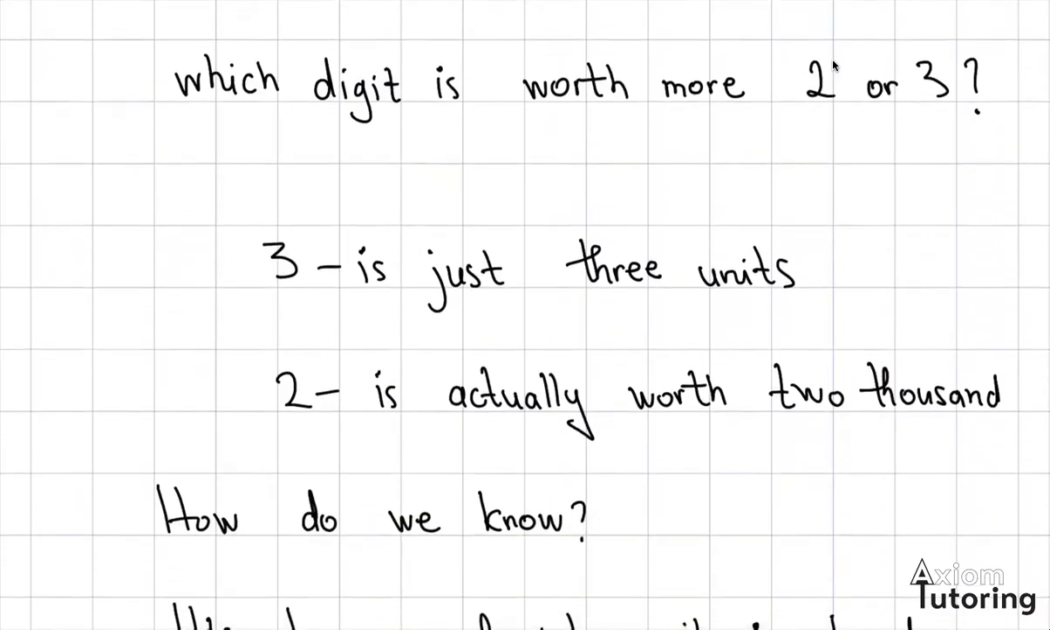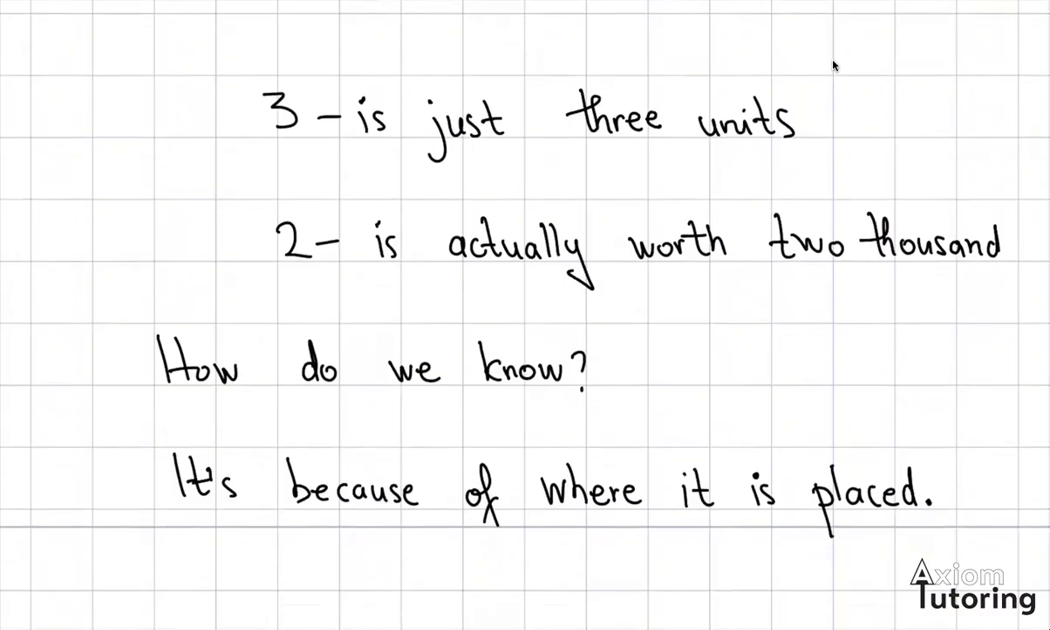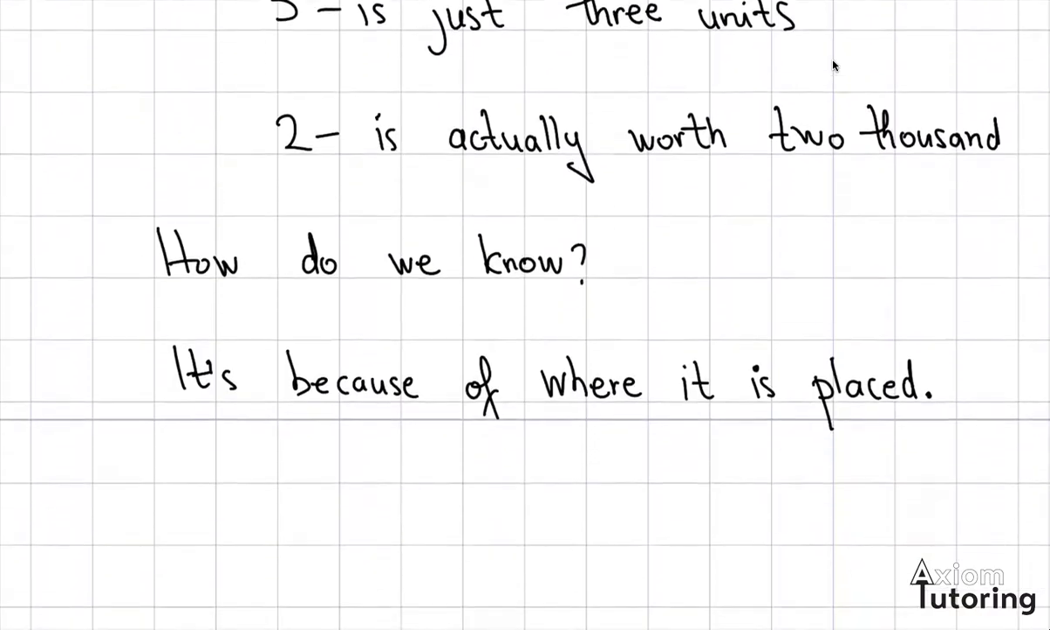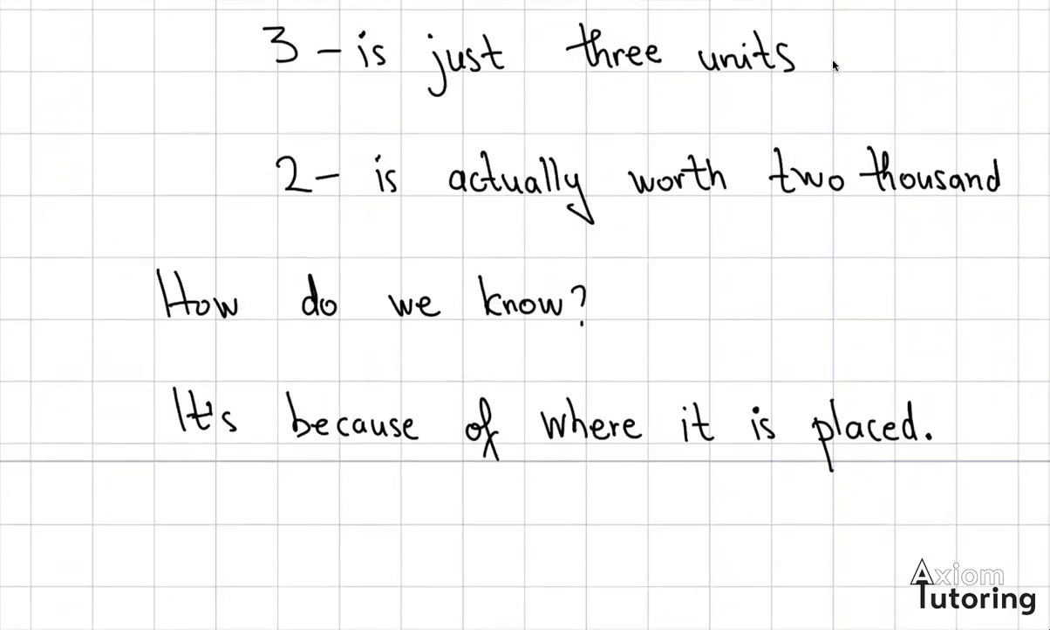And how do we know that? It's because of where it is placed. Because the 2 is sitting in the 1,000 place, that's why it is worth 2,000. That is so much bigger. So each digit in a number means something different. And how much it is worth depends on where it is placed. This idea is called place value.